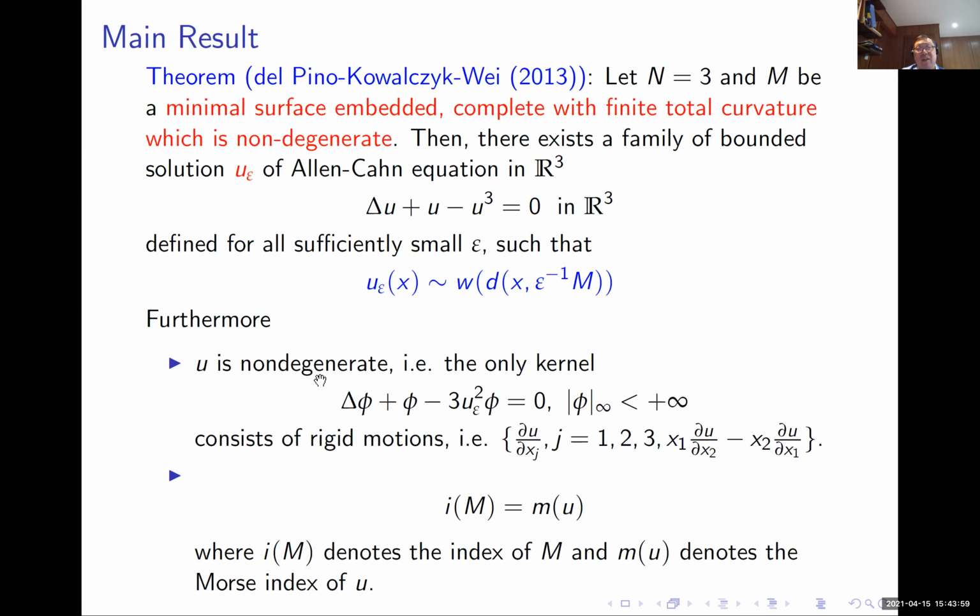Now for non-degeneracy and for the Morse index estimate, there will be a lot of computations and a lot of proofs. I will not talk about this. You can look at the paper to see how we estimate the Morse index and how we prove the non-degeneracy. But all this depends on explicit computation. We know the solution quite well near the interface.